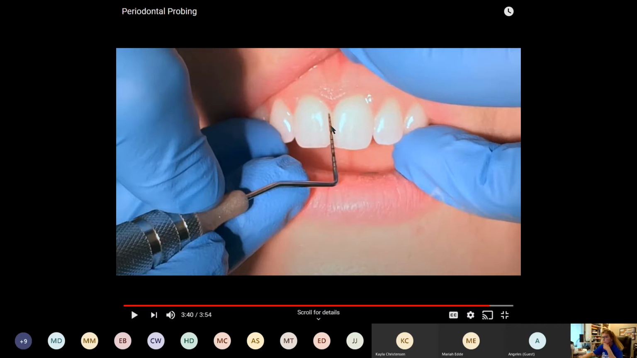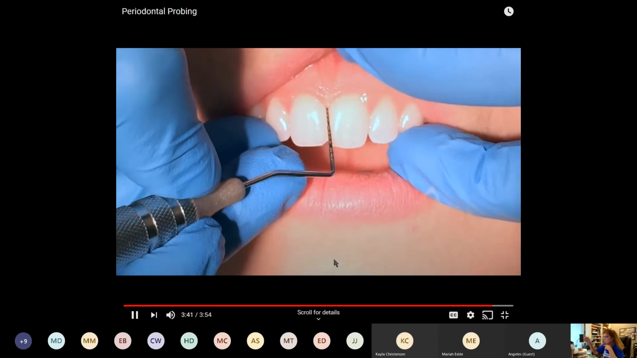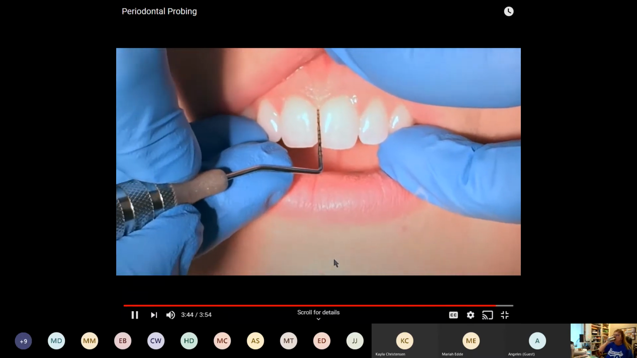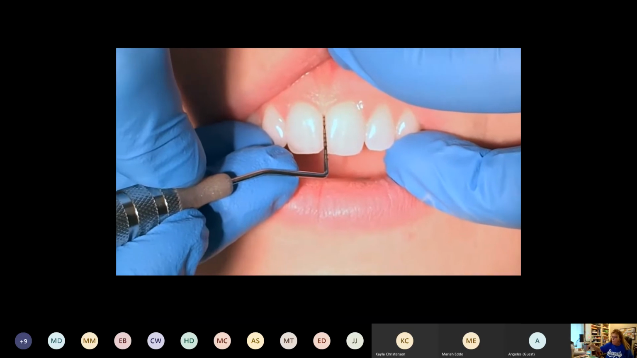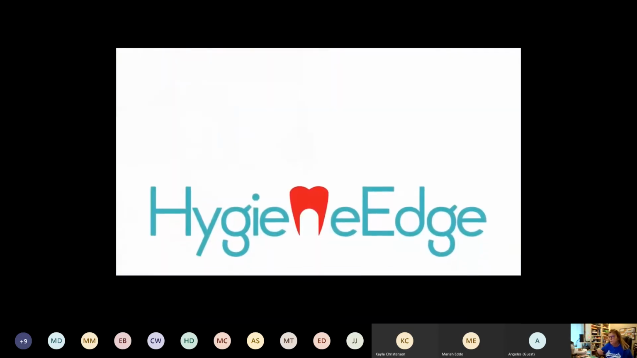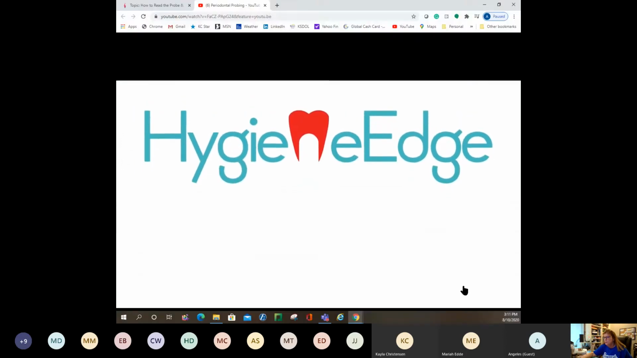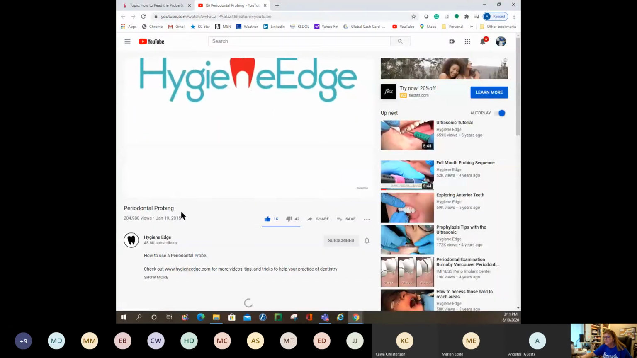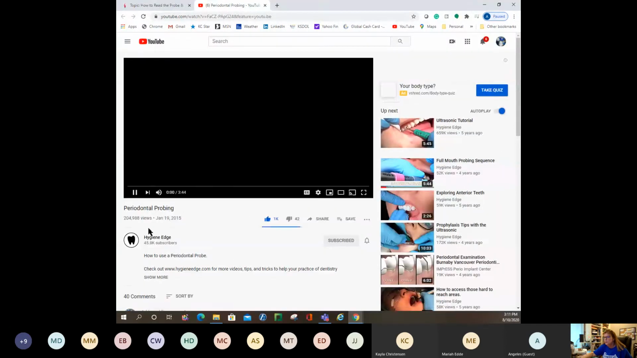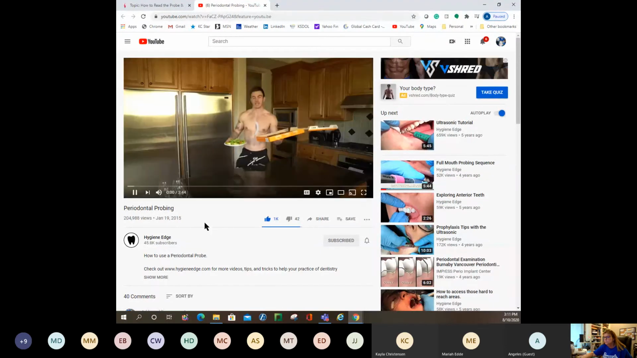So that's basically how it is. So anyway, I'm going to go ahead and let it go. Instrument move as I keep that in mind, keeping my working end parallel constantly, except when you're in the interproximal area.